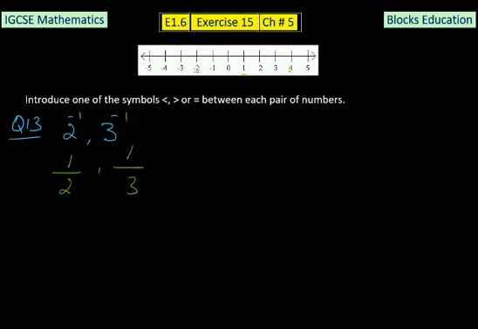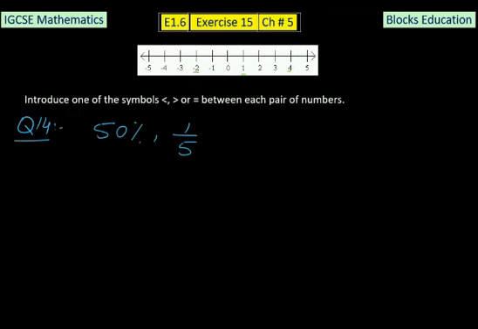Right? So you have the same situation, you have the same numerator, so the decision lies on the denominator. The less the denominator, the bigger the number. It means 1 over 2 is greater than 1 over 3, or with reference to the question you can write 2 raised to power minus 1 is greater than 3 raised to power minus 1.